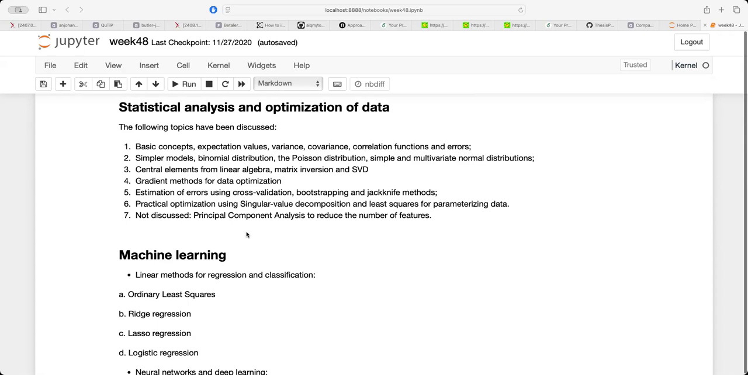Now, if you want to use that in the third project, since we have it in the lecture notes, but we haven't covered it, feel free to do that if you're familiar with it. But it's not something we require.